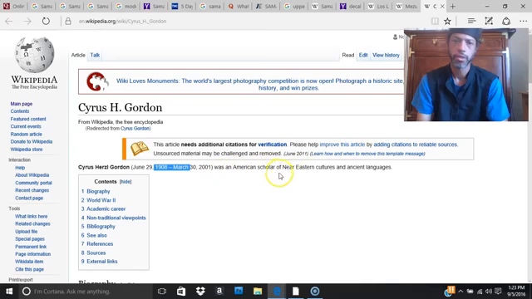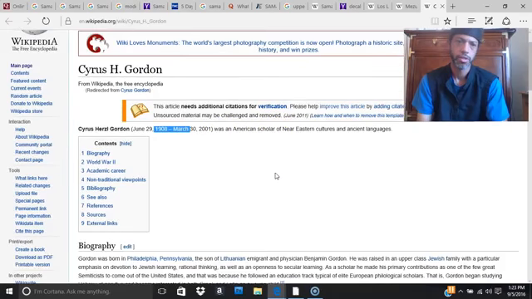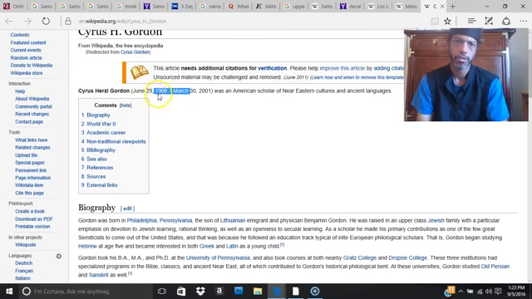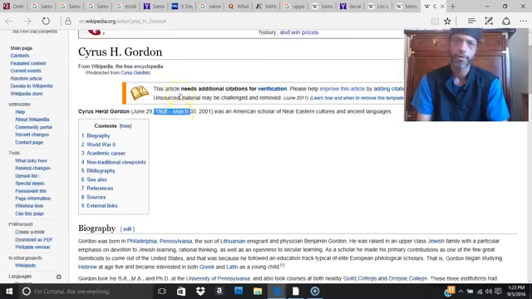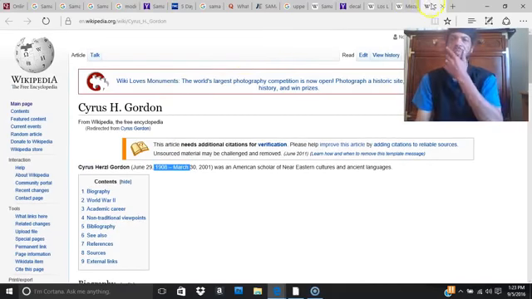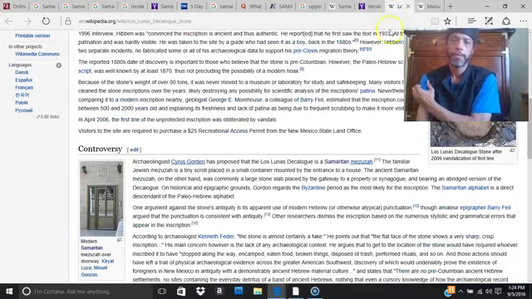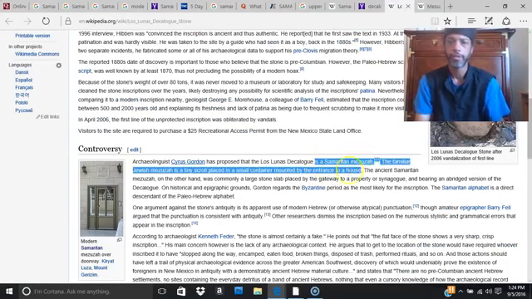1901, American scholar. No, it's not the Smithsonian guy, but he's around at that time. He's born at that time when everything's going down. This isn't the same Cyrus that we're a little familiar with. Anyway, so the Los Lunas stone is said to be a Samaritan.